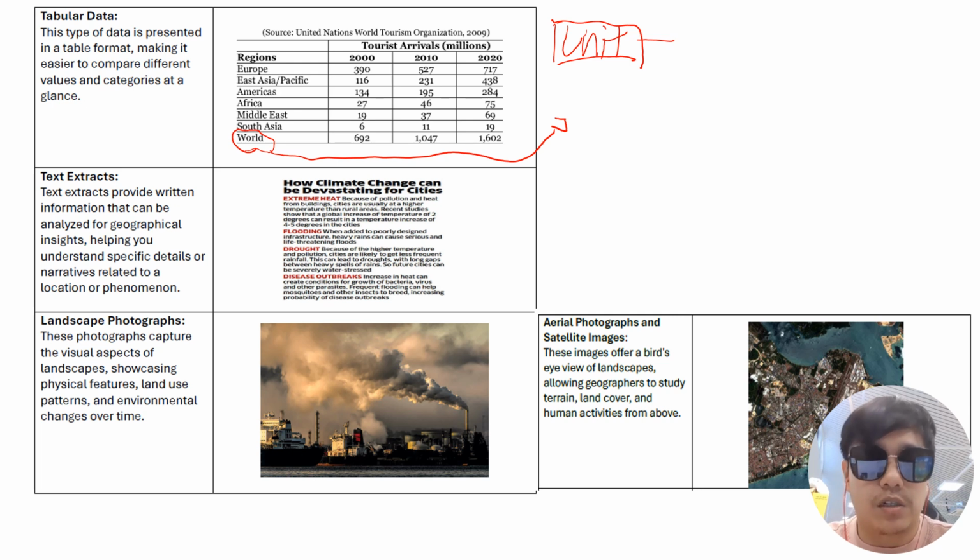Okay, we are looking at a total of 692 million tourist arrivals in 2000, and in 2010 it has increased to about 1 billion, okay, and 47 million. All right, and then subsequently in 2020, I think it's 1,602,000,000 tourist arrivals. So you just need to be a bit careful about these units. So what does it really mean? All right, so you can see over here, it really depends on the question.